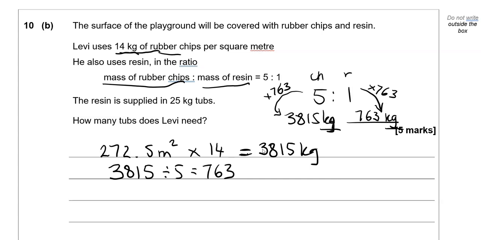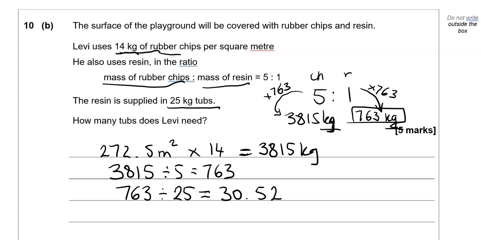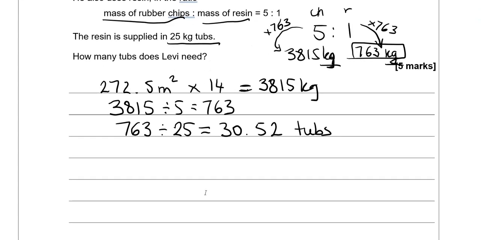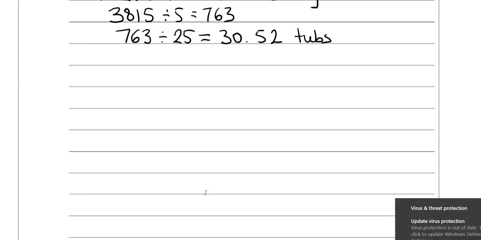Now the resin is supplied in 25 kilogram tubs. How many tubs does Levy need? So 763 kilograms of resin divided by 25 gives us 30.52 tubs. Now, of course, we can't round down. We always round up when it comes to purchases. So it's going to be 31 tubs.